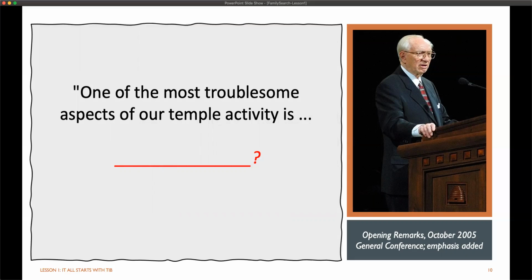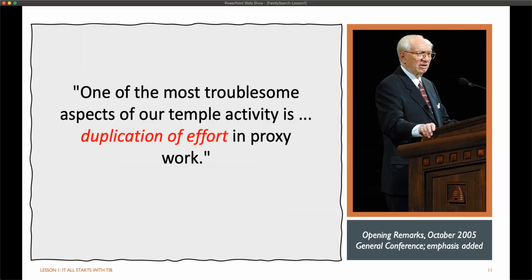But actually, he said the most troublesome aspect of our temple activity is duplication of effort in proxy work. Duplication of effort, that same problem that Harry and the Temple Index Bureau was trying to solve. Now, let me be absolutely clear. So let's just make sure we are all clear on this. What harm is there in duplication of effort?